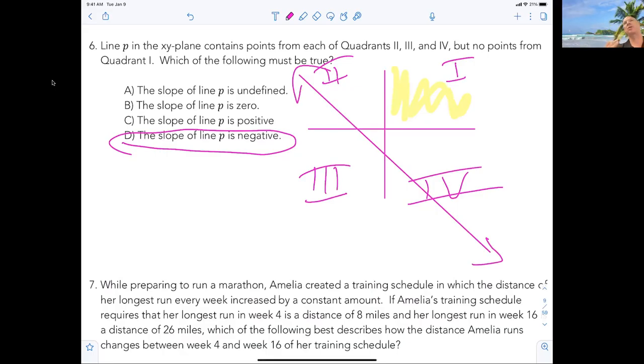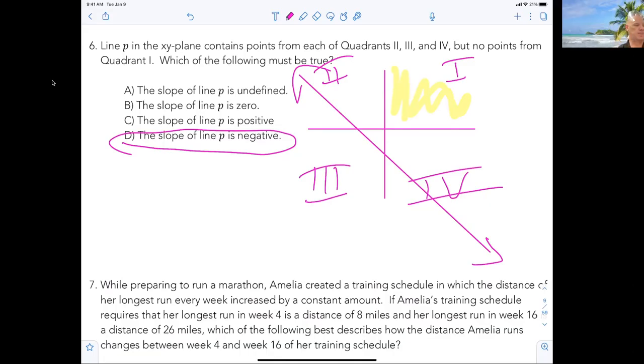Now, again, I'm trying to show you how drawing a picture is super helpful. When somebody said that to me, I was like, oh, well, obviously it's negative. No, it was not obvious. I had to draw it. All right, I had to draw it. And you'll be surprised how much you can get right just by drawing things better.